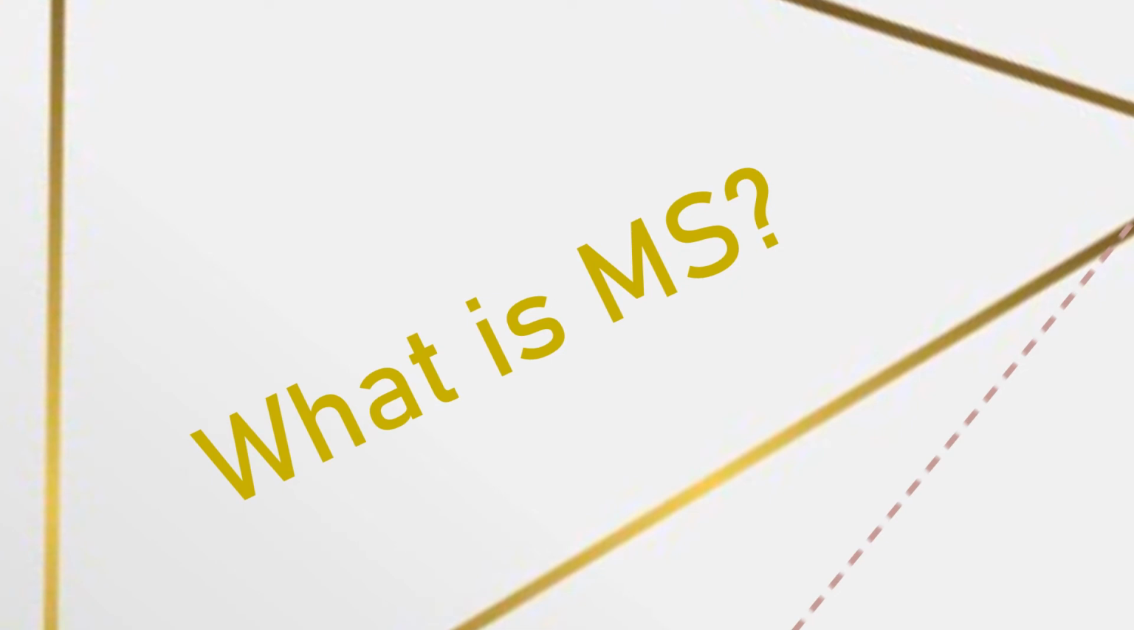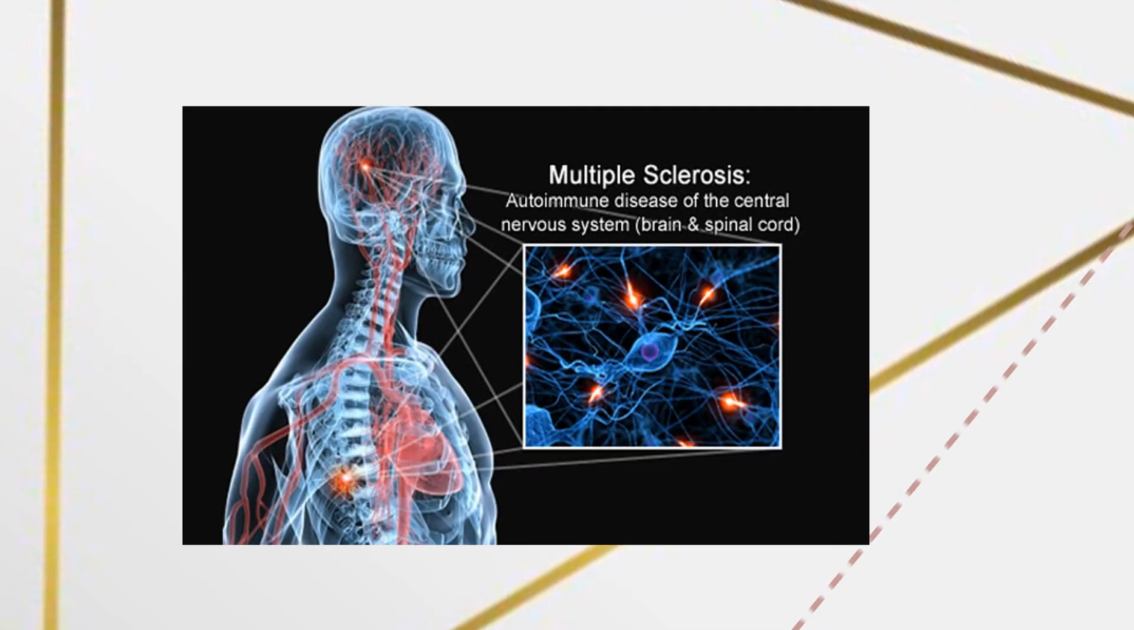But what is multiple sclerosis and why do we think it's interesting to study this disease in connection to language? Multiple sclerosis is an autoimmune disease that affects the central nervous system. It can affect the brain or it can affect the spinal cord.